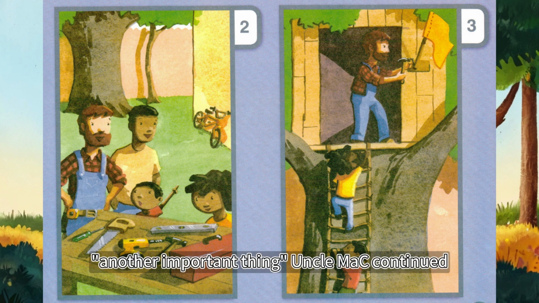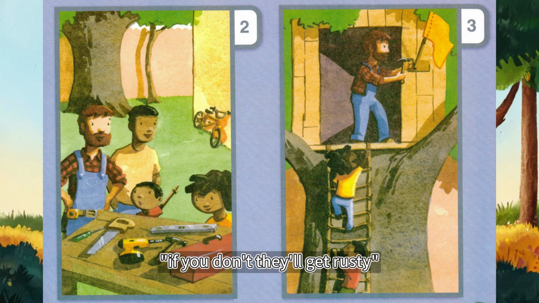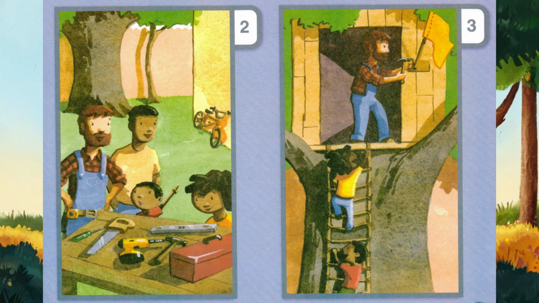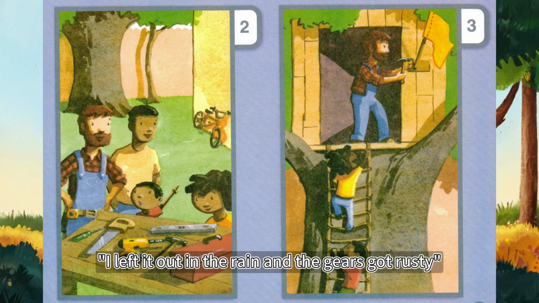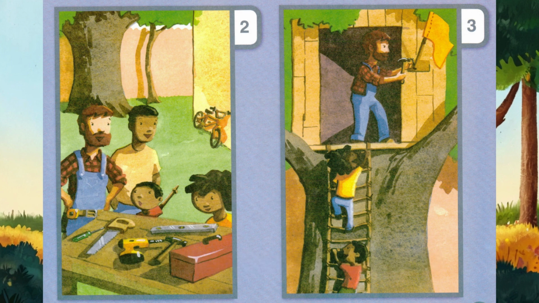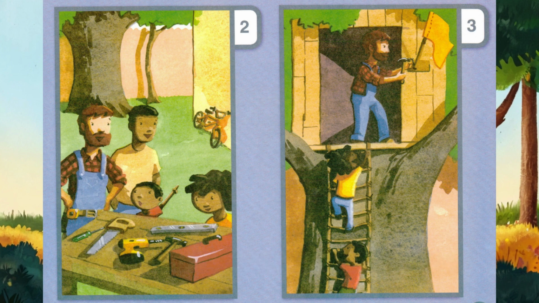"Another important thing," Uncle Mac continued, "is to take good care of your tools. If you don't, they'll get rusty. Rusty tools are useless and new ones cost a lot of money." "That happened to my old bike," said Jordan. "I left it out in the rain and the gears got rusty." Jordan pointed to a rusty bike that was leaning against the side of the house.